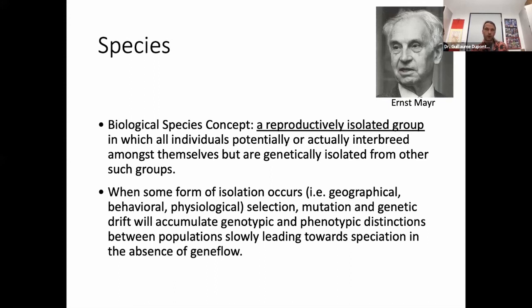The strength of this concept is that, in comparison to the previous morphological concepts which just looked at certain characters, it gives an evolutionary perspective. It looks at reproductive isolation. And this reproductive isolation can occur under geographic, behavioral, or physiological conditions. And we need selection, mutation, and genetic drift to accumulate genotypic and phenotypic differences between populations. And over time, we can have speciation if we don't maintain gene flow.